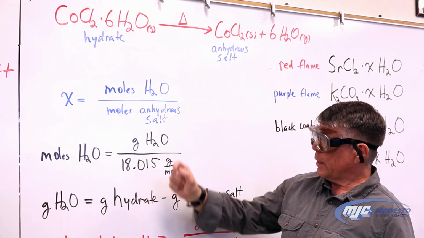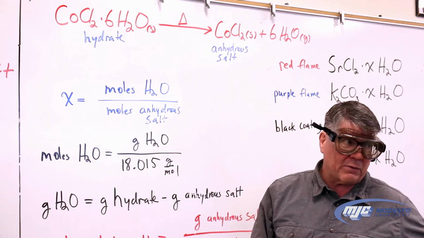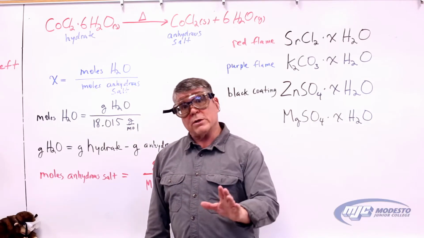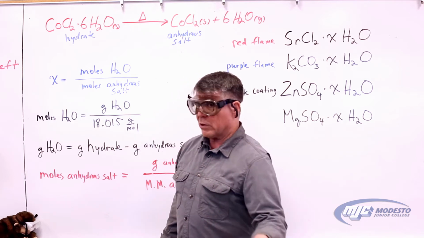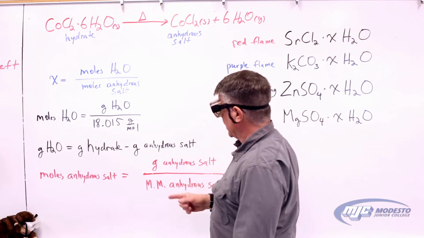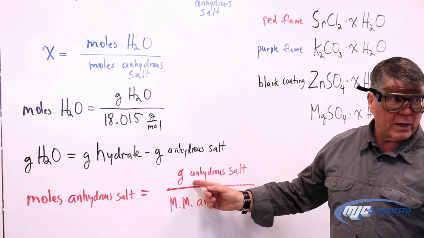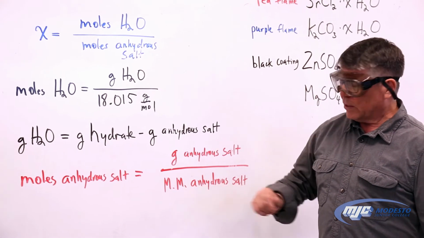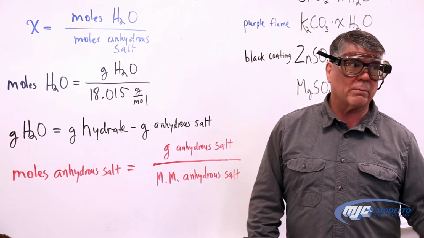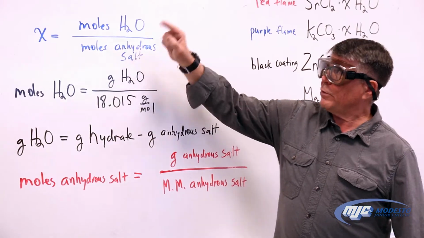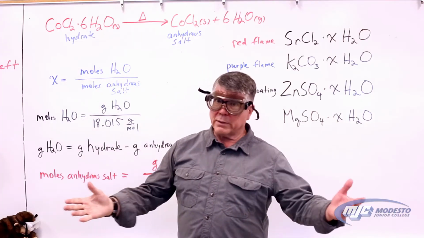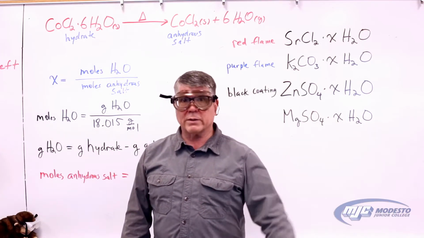Now to get the moles of the anhydrous salt, that's easy too. Once we've determined the identity of our anhydrous salt, we can calculate its molar mass. We also will know, because we'll have weighed it, how many grams the anhydrous salt weighs at the end. So we just take that mass, divide by the molar mass of the anhydrous salt. We have the moles of the anhydrous salt. Put it in here, get our ratio. That's what goes there. And that's all there is to it. So why don't we go over here and get started on the experiment.